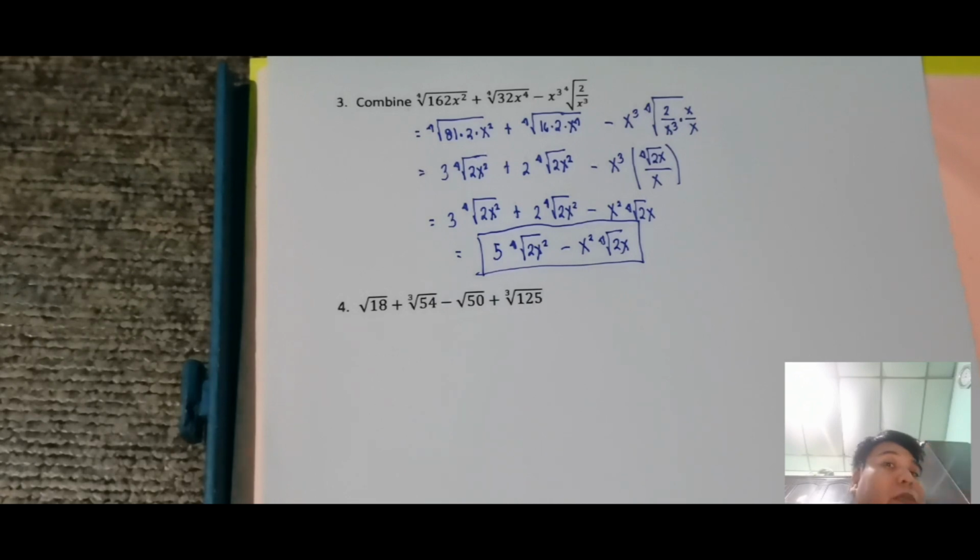So, mas pinadali siya. Number na lang. So, if we have square root of 18 plus cube root of 54 minus square root of 50 plus cube root of 125. Okay, so, una sa 18. Sa 18, para magkaroon ng perfect square, 9 times 2. Kay 54, para magkaroon ng perfect cube, 27 times 2. Ganon ko iniisip. Next, kay square root of 50, para magkaroon ng perfect square, 25 times 2. Then, si cube root of 125 is a perfect cube, which is 5.